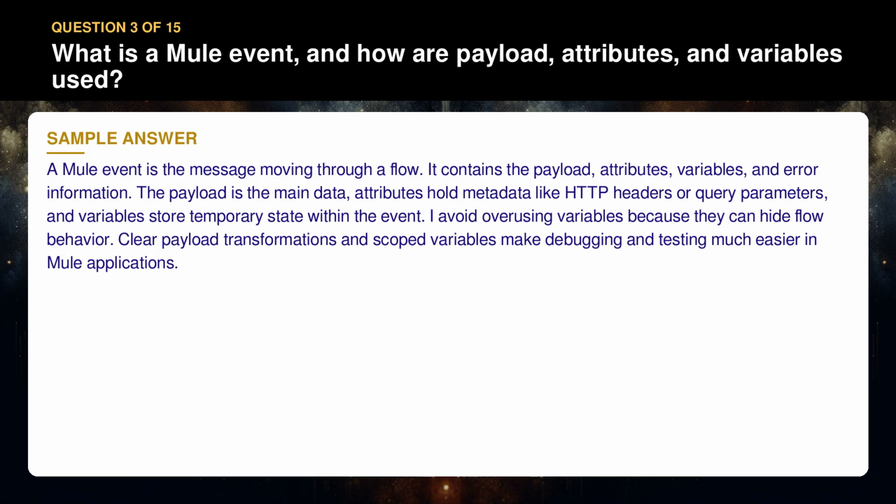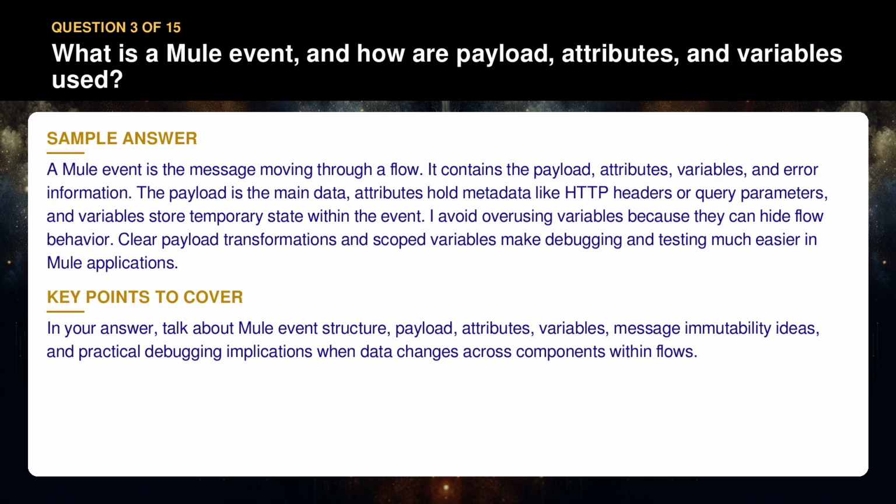I avoid overusing variables because they can hide flow behavior. Clear payload transformations and scoped variables make debugging and testing much easier in Mule applications. In your answer, talk about Mule event structure, payload, attributes, variables, message immutability ideas, and practical debugging implications when data changes across components within flows.